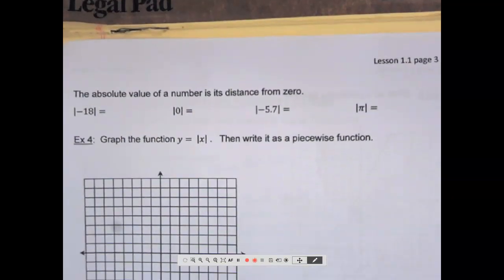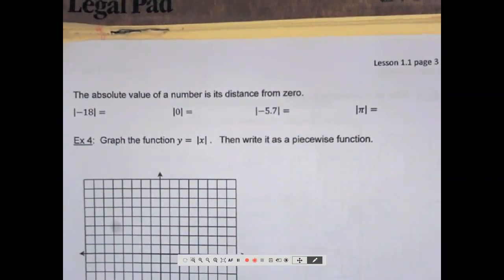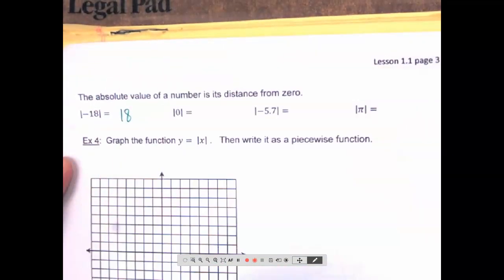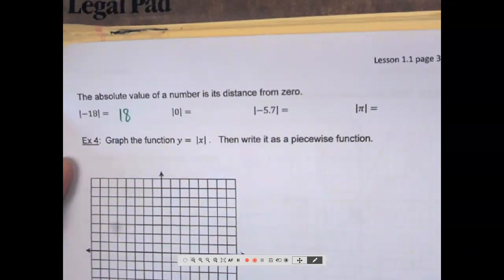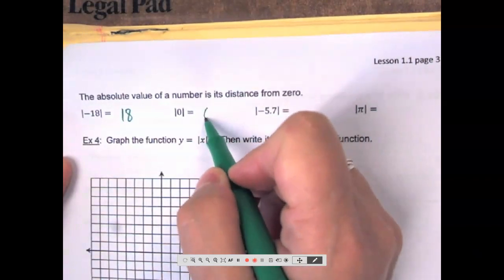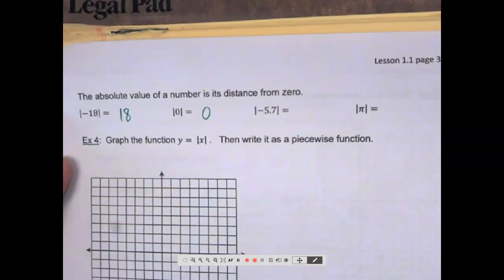Okay, absolute value. We talked about this yesterday. It means distance from 0. What is the absolute value of negative 18? 18, because negative 18 is 18 units from 0. What's the absolute value of 0? 0. Is 0 a positive number? Is it negative? Is it neutral?